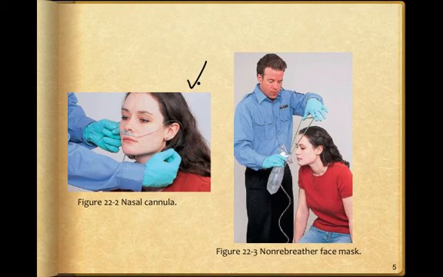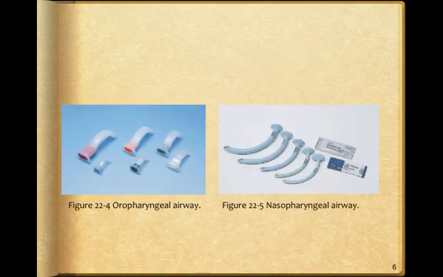Figure 22.3, non-rebreather masks. You need to be able to look over these and be able to facilitate these in your clinical experiences. A non-rebreather mask can almost provide 100% through this reservoir bag. The bag has to be inflated prior to the patient actually breathing through it, though. And these are our basic airways, which are oropharyngeal, or J-tube, and a nasopharyngeal.